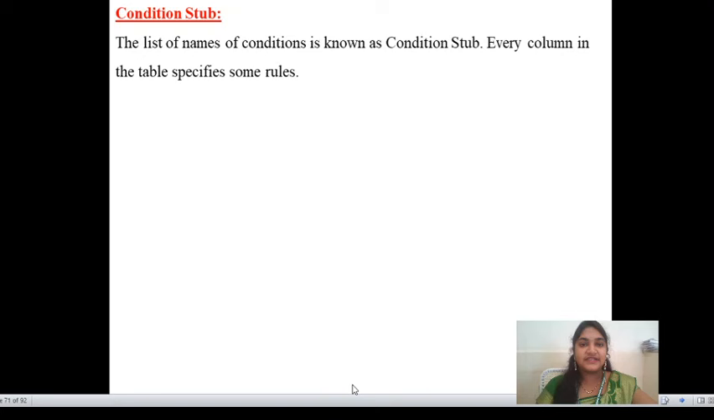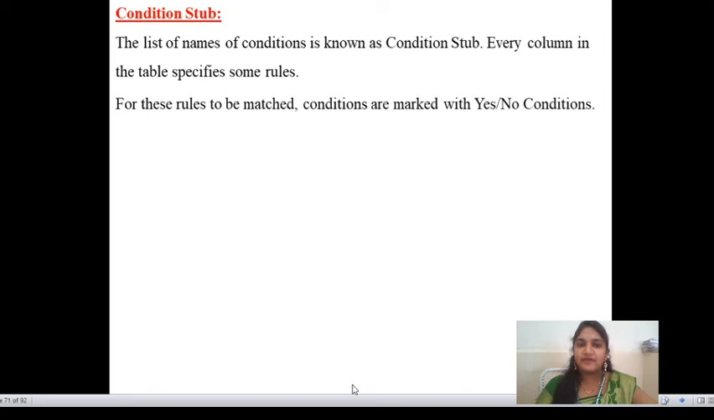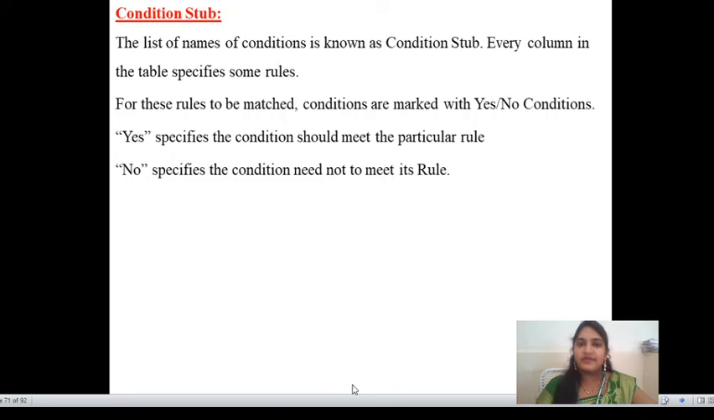First, what is meant by condition stub? A list of names of conditions is known as a condition stub. All conditions can be grouped together and presented as a list. Every column in the table specifies some rules, and those rules are to be followed. If the condition follows such a rule, then the action will be performed. For these rules to be matched, conditions are marked with yes or no. If the condition is yes, it meets the particular rule. If the condition is no, the rule will not be met. So this is the condition stub.